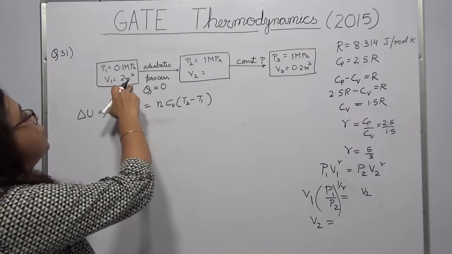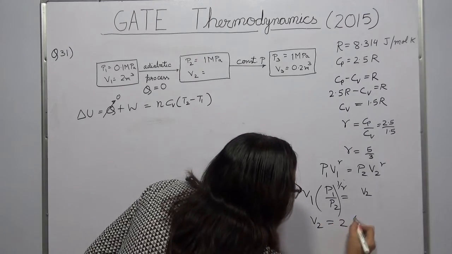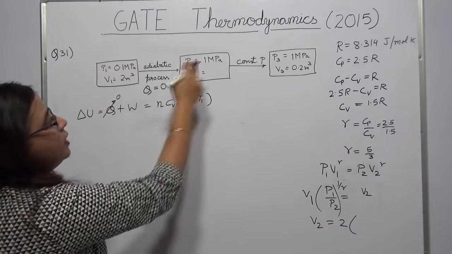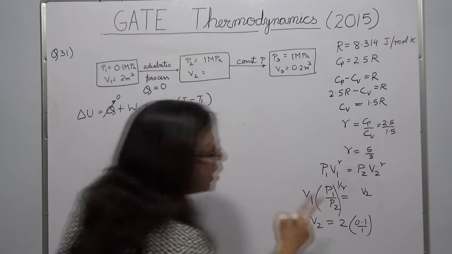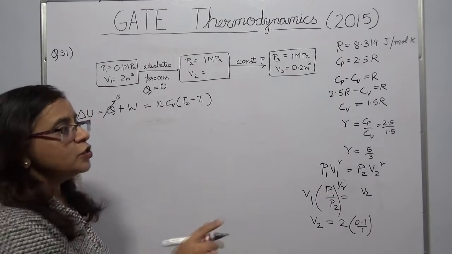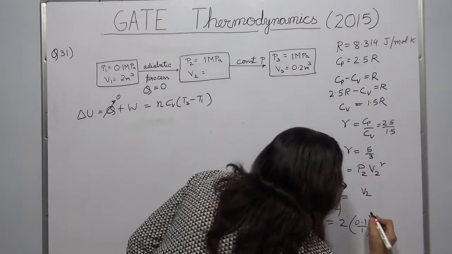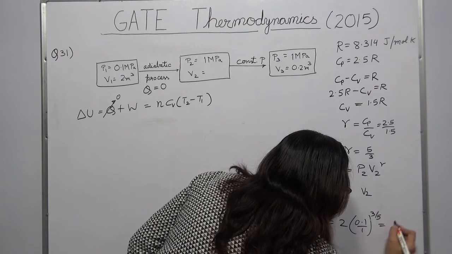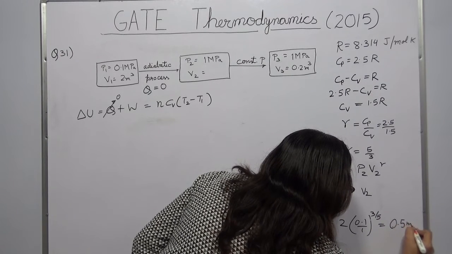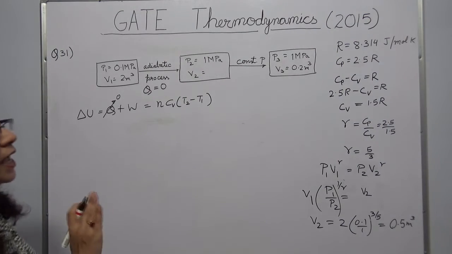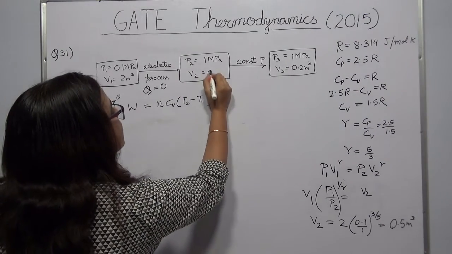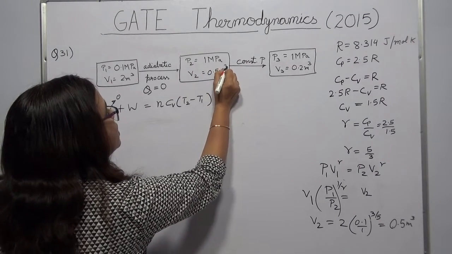So V1 is 2, P1 is 0.1, P2 is 1, so 0.1 upon 1 raised to 1 upon gamma. Your gamma is 5 by 3, so 1 upon gamma will be 3 by 5. Do the calculation, you will get 0.5 meter cube. So I have got V2 as 0.5 meter cube.